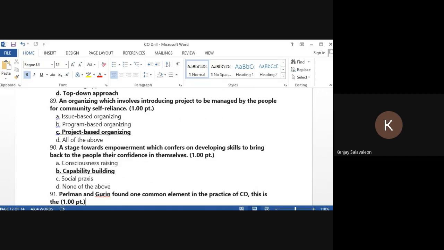Issue-based naman yung kanina, yung mga farmer na kinakailangan i-convert yung 50 hectare nila. Issue-based yung tawag. Program-based and project-based is the same. The same lang po yan sila. So it can be either of the two.